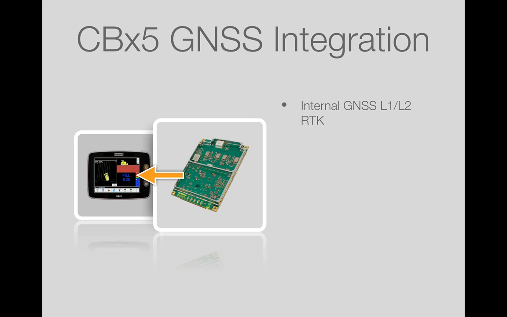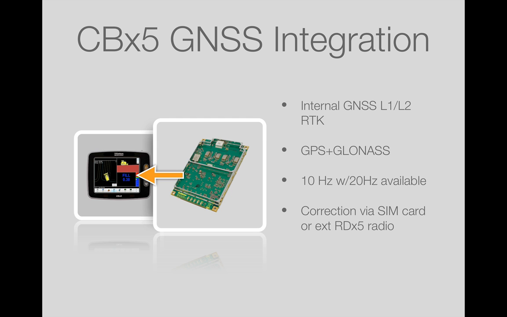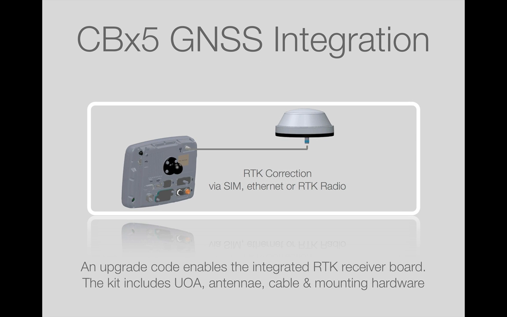It is GPS plus GLONASS L1, L2. It comes with an update rate of 10 Hertz, upgradable to 20 Hertz. And you can bring the RTK correction through the SIM card that we just talked about, or through an external UHF or 900 megahertz radio. Another possibility would be a data radio or mesh radio via the Ethernet port. Now, the box comes with the receiver already installed, and it's priced without the receiver activated, but a code can easily activate the receiver, and the Carlson application software can then utilize that for positioning.